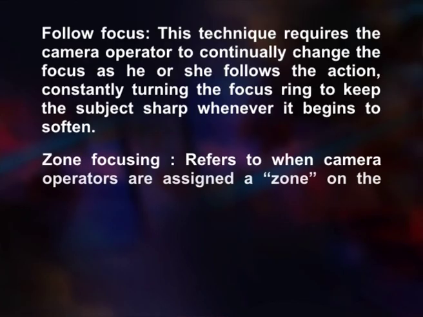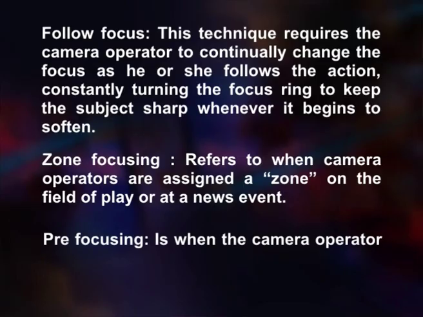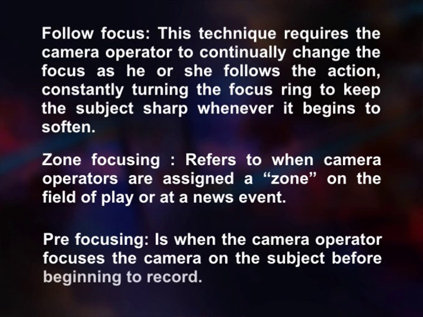Zone focusing refers to when camera operators are assigned a zone on the field of play or at a news event. They calculate the aperture so that basically everything will be in focus when the player or other subject moves into their zone. They generally do not try to shoot the subject when they are outside of their zone. Pre-focusing is when the camera operator focuses the camera on the subject before beginning to record.